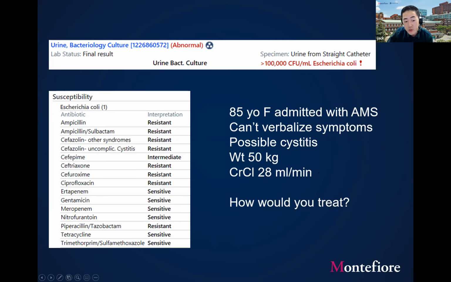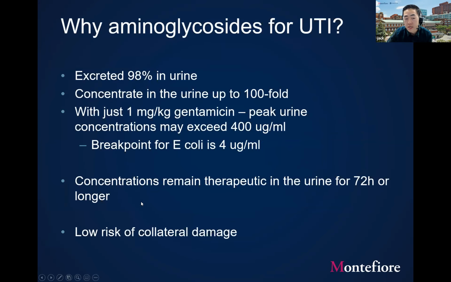The best thing you can do is not treat this actually, but sometimes you're kind of hard pressed to give them something. And instead of giving the patient meropenem for a quote unquote cystitis, you can potentially get away with aminoglycosides. So why are they so good for urinary tract infections?